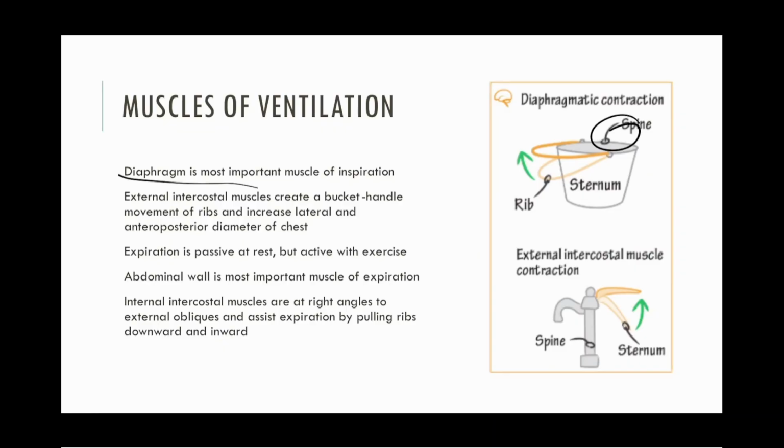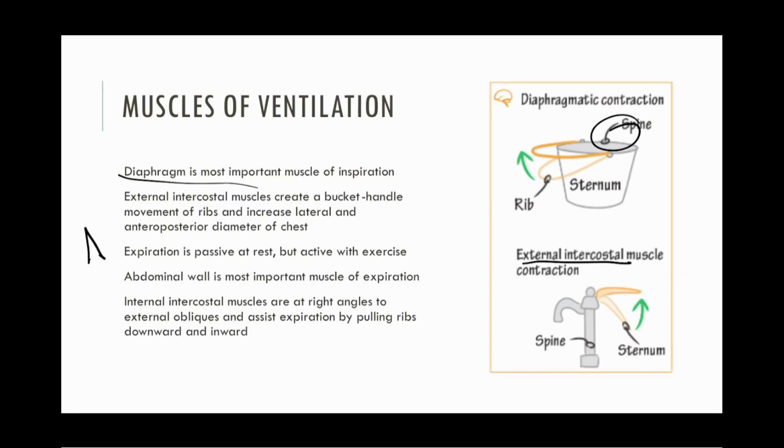Here's our spine, the ribs are like a handle, they just go out. Okay, that's like a pail handle. And your external intercostal muscles help as like a faucet turning on and off, so out and in, out and in. But again, everything is to improve the flexibility of the rib cage to allow the lungs to expand.